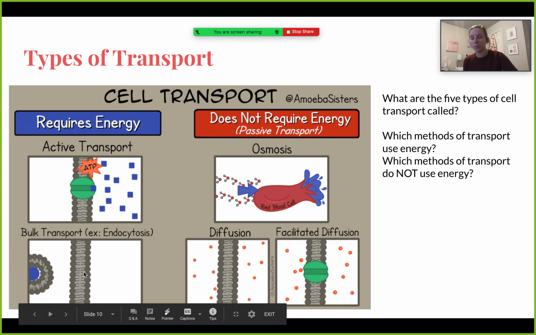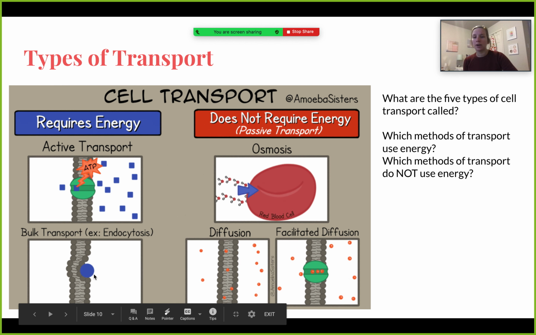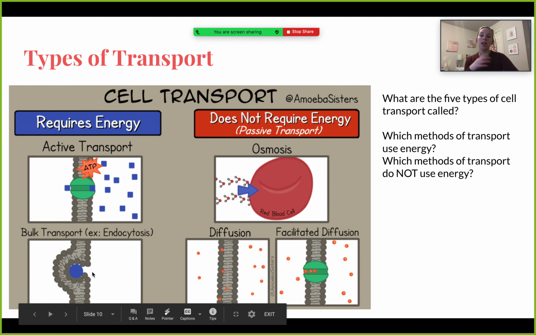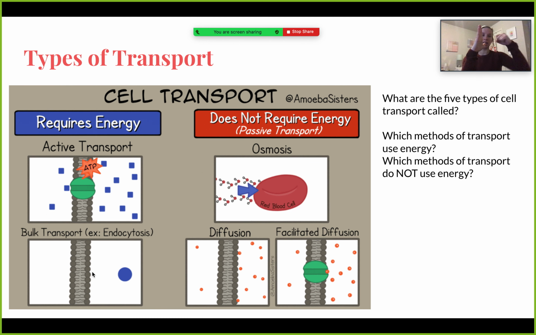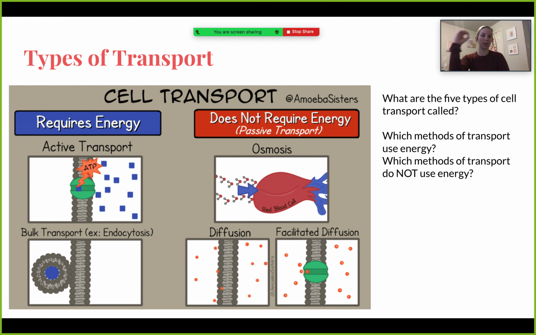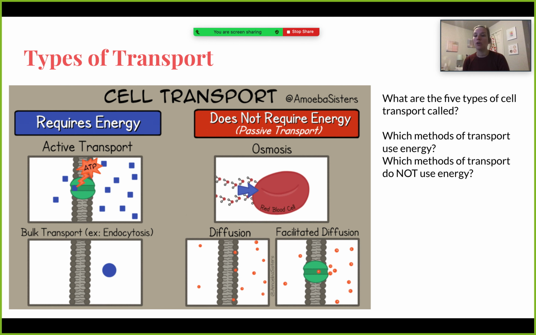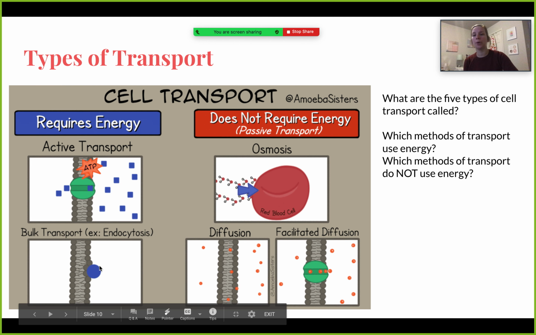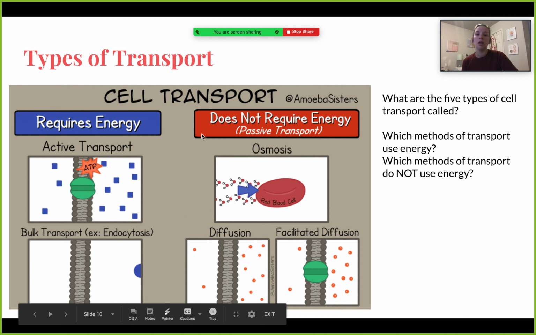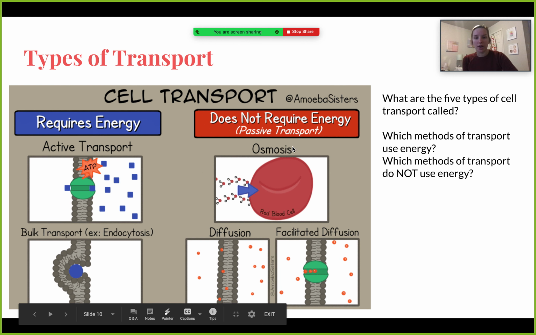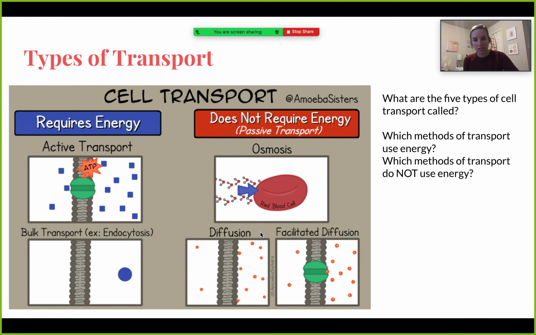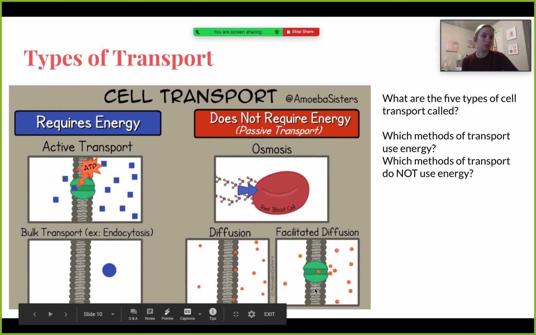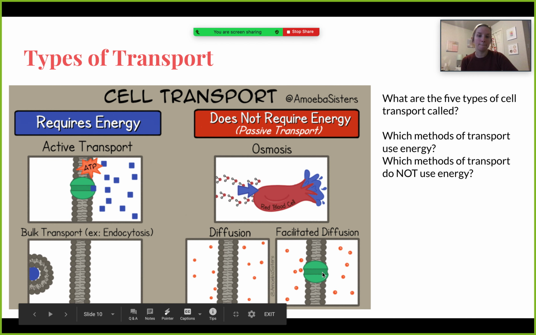We see bulk transport. Bulk transport via endocytosis or exocytosis, we'll talk about that in just a little bit, is where a part of the cell membrane is kind of pinched off and it sort of creates like a little escape pod for that molecule to leave. But both of those two things require energy. There's also some that do not require energy, and so that's going to be osmosis, diffusion, and facilitated diffusion. Of those, only facilitated diffusion uses a protein channel.